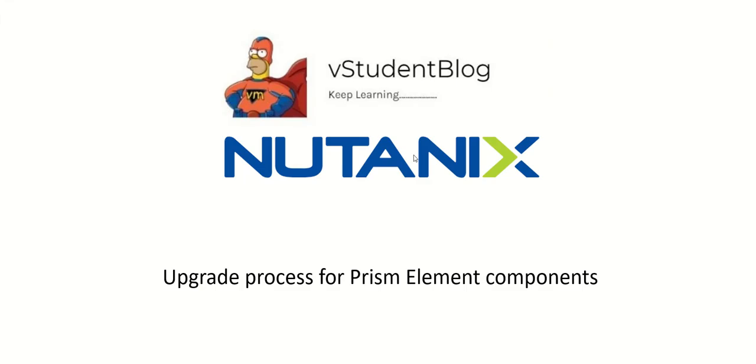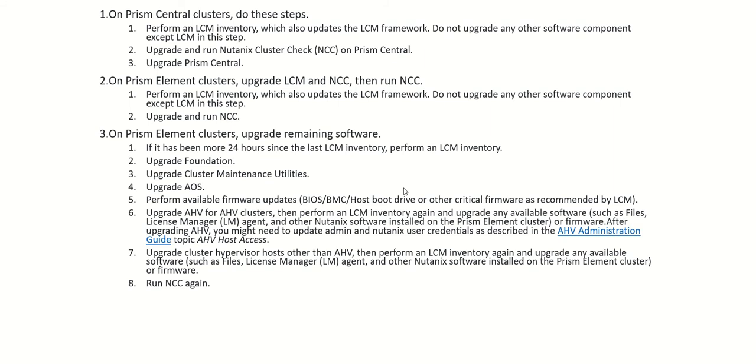Here, if you see the procedure, I took this from Nutanix. The process has steps 1 to 3. Step 1 is completed, that is the Prism Central cluster upgrade, where we need to perform LCM inventory first. Once LCM is done, we run the Nutanix Cluster Check, which we have done already, and after that we upgrade Prism Central, which is also completed.